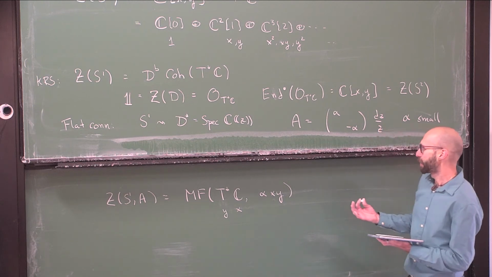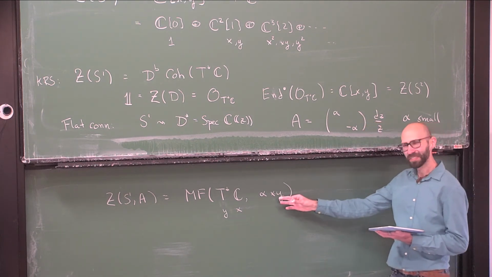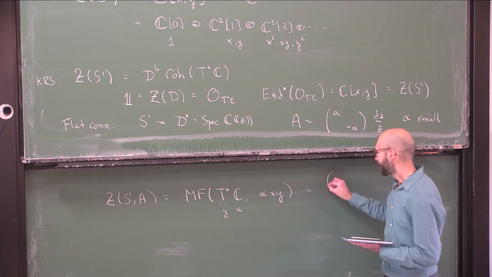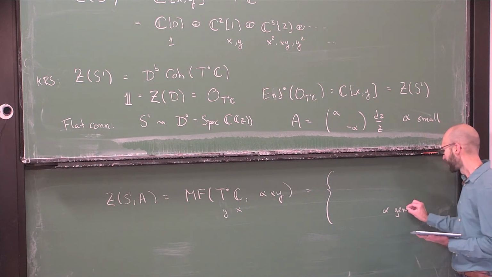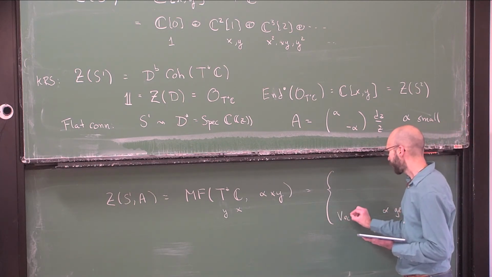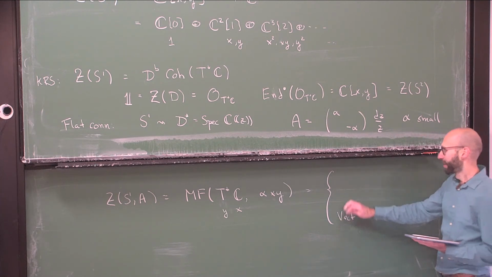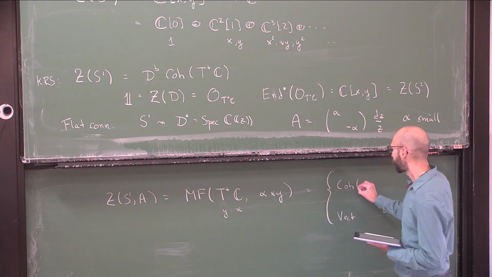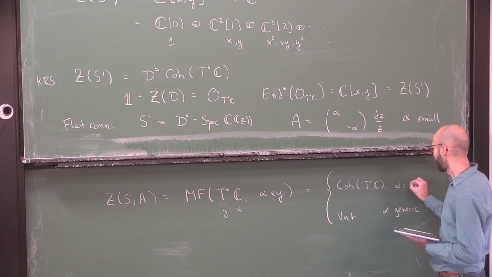And you might say, okay, well, this is a stupid matrix factorization. When the superpotential is quadratic, this trivializes. And indeed, if alpha is generic, here just non-zero, this becomes vector spaces, and in particular semi-simplifies. When alpha is 0, this reproduces coherent sheaves.